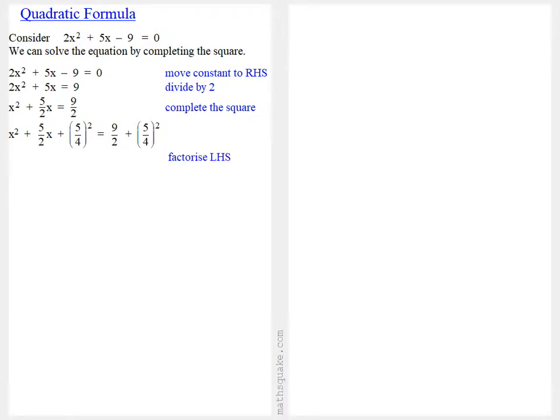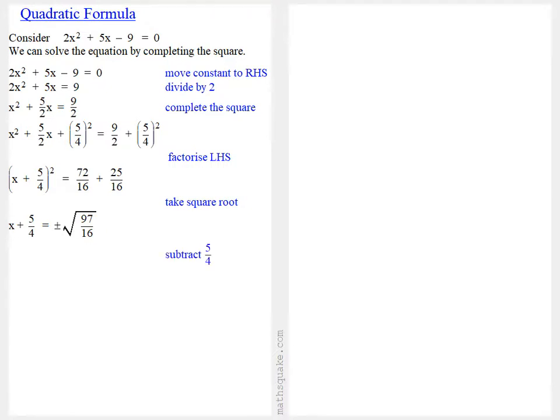Now, we can factorise the left-hand side. This becomes x plus 5 over 4 all squared. On the right-hand side, we've got 9 over 2 plus 25 over 16, which can be written as 72 over 16 plus 25 over 16. Now if we take the square root of each side, we get on the left-hand side x plus 5 over 4, and on the right-hand side we get plus or minus the square root of, now it totals up to 97 over 16.